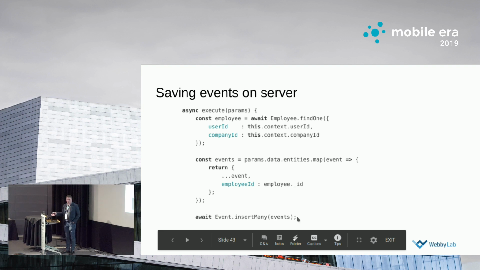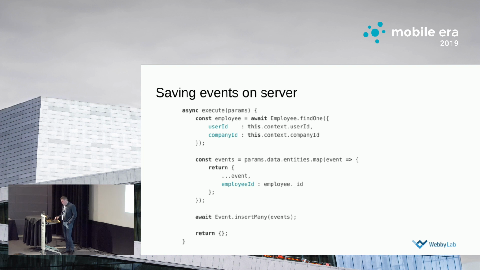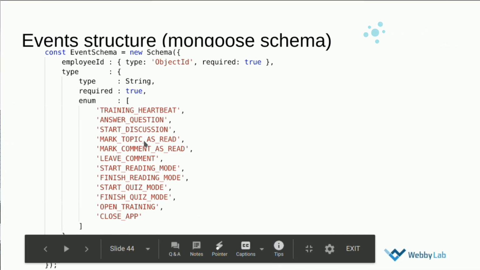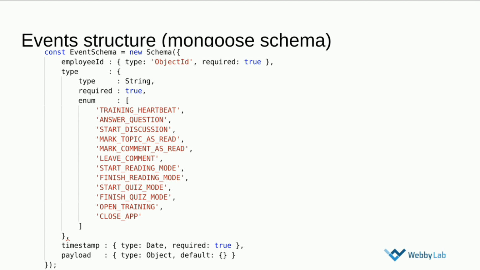In our case, we use MongoDB, but in the future we are going to switch to Kafka. Okay, and for the whole application, we have only 13 types of events, and if we implement this on our backend, then we can support offline mode for everything and compute any metrics we wish.